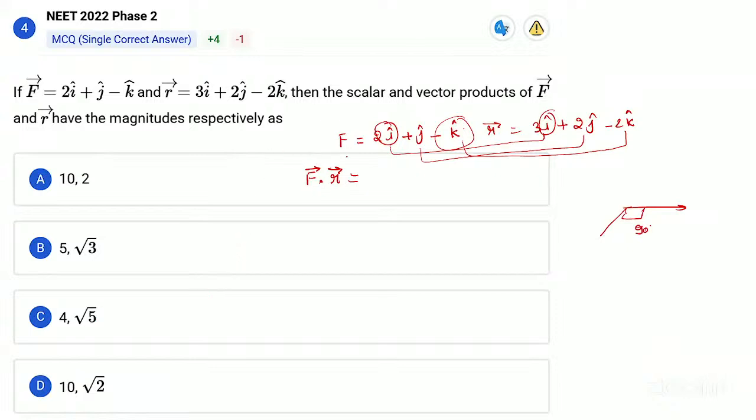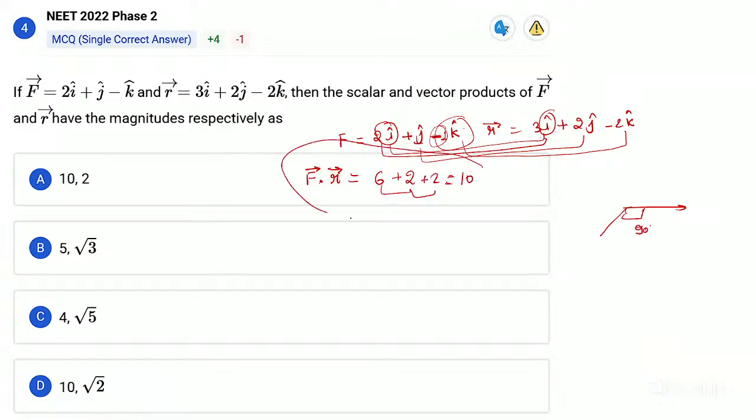Now look, F dot R means 2 into 3, which becomes 6, plus j cap with 2 j cap, so 2 into 1 will become 2, plus 2. This is minus 1 in multiplication with this k cap, minus 1 multiplied by minus 2 will become again plus 2. So 6 plus 2 plus 2 will become 10.